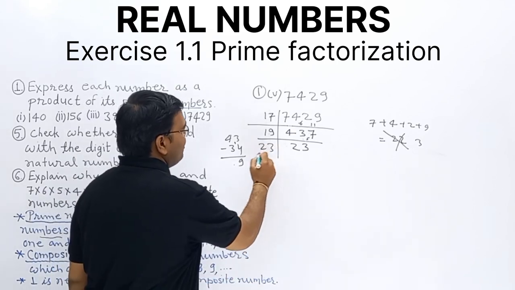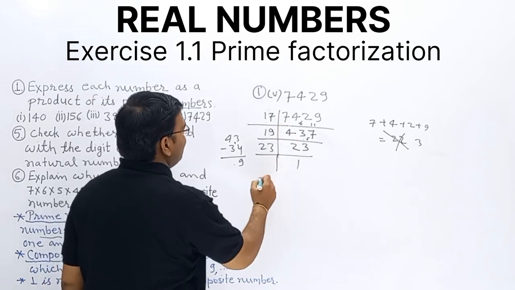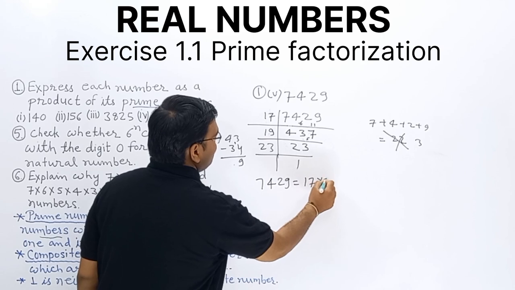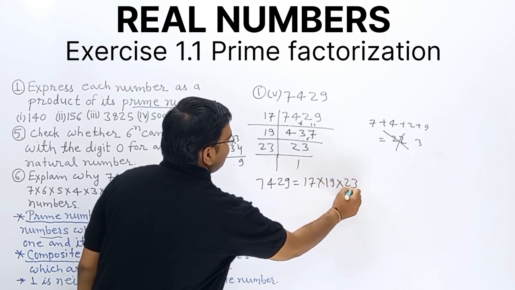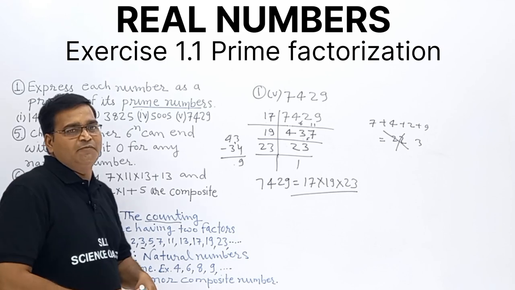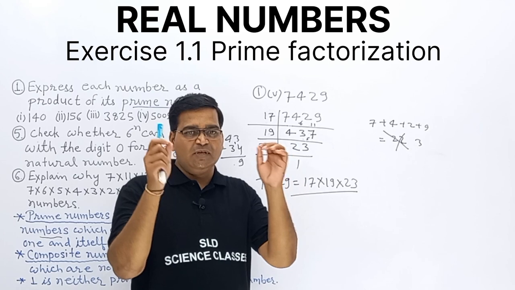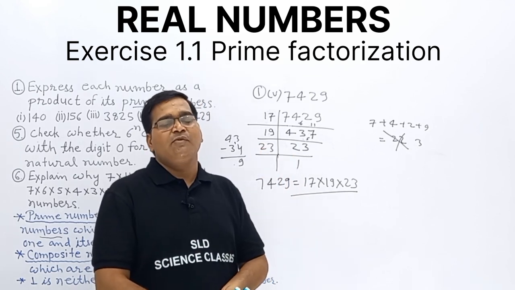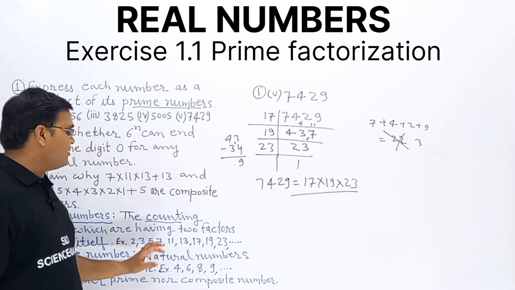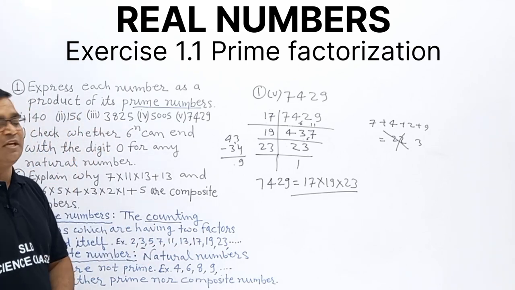Now 23 is a prime number and it is divisible by itself. So these are the factors of this number. We can say 7429 can be written as 17 into 19 into 23. So this is the process for finding the prime factors of these numbers. First we use the long division method and we use the smallest prime number first, 2, then 3, then 5, 7 and so on. So I explained each part of this question.